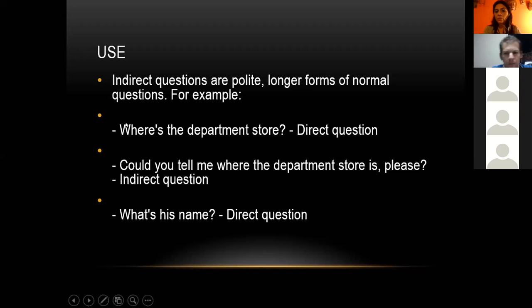Where, we move this where over here, the same one, after the expression: could you tell me. Then where, the difference is where the department store is. The is goes to the end, right after the WH question word. You understand that? So we need to make a switch. You cannot say, could you tell me where is the department store? No, that's not a proper question. Could you tell me where the department store is? The is goes to the end. Notice, here we are using the verb be. The verb be goes to the end.